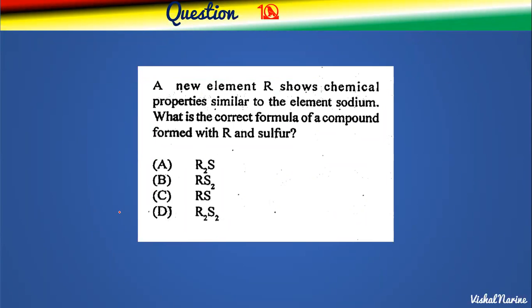Moving on to question 10. It says here that a new element R shows chemical properties similar to that of sodium. What is the correct formula of a compound formed between R and sulfur? So we know that sodium has a +1 charge, the sodium ion. So it's telling us that our R will have a +1 charge, and sulfur we all know has a 2- charge, or -2. Let's go with -2 for this problem. So the formula is going to work out to be, we just cross the charges. So that is going to be R2S, which is 8.